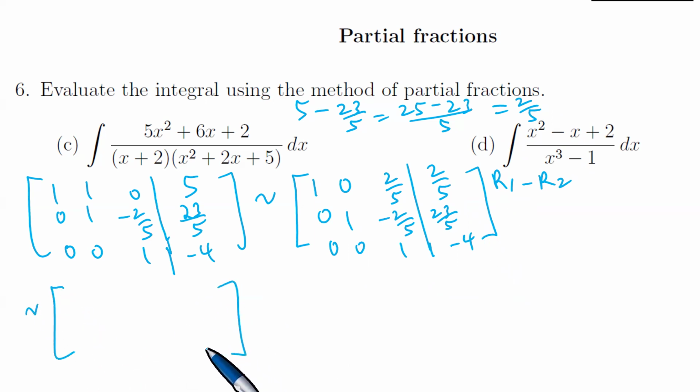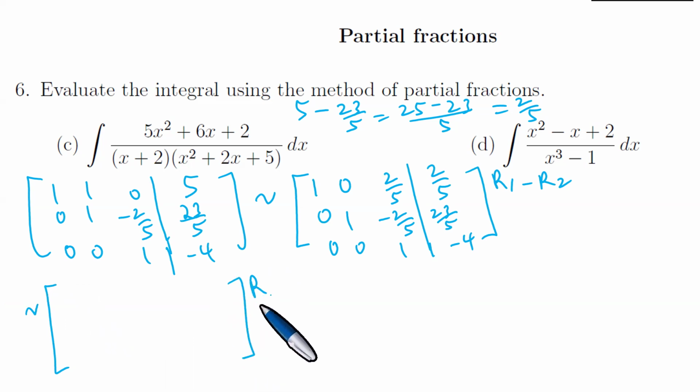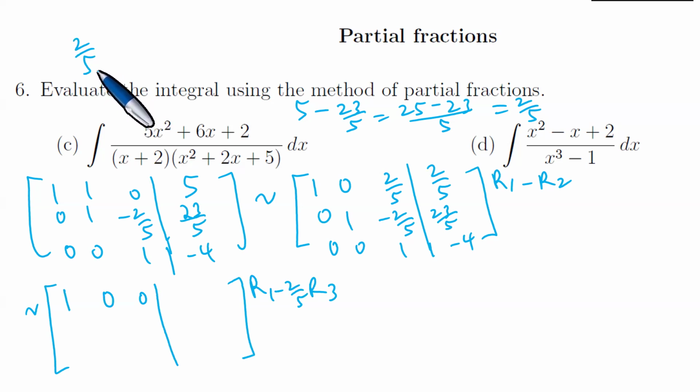We have the following as we continue with the reduction process. Row 1 minus 2 out of 5 row 3. So row 1 is 2 out of 5 minus row 3, plus 8 out of 5, which is 10 out of 5, 2. Okay, now we're going to do row 2.